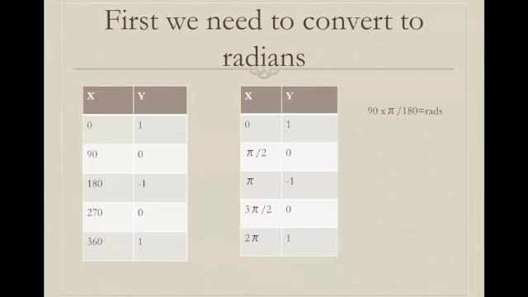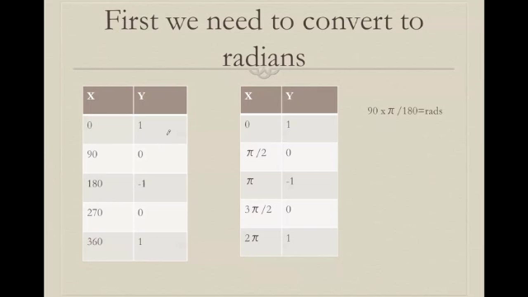Before we graph the equation, we need to convert from degrees to radians. So to the left here is our basic table of values for a cosine function, but we want to convert it into radians since our equation was given to us with pi, which means that we need to graph in radians. So to convert to radians, it's times pi over 180.